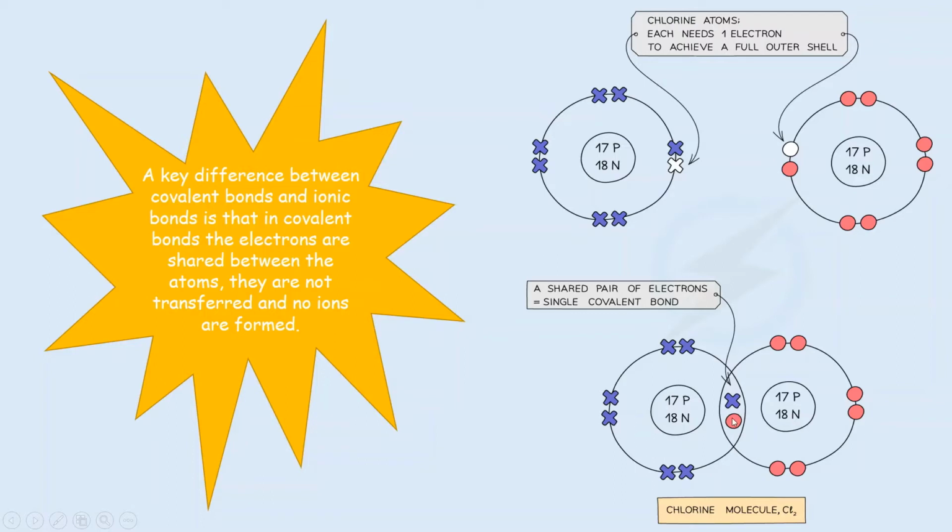a single covalent bond. When they do that, each chlorine atom has now gained one more electron in its outer shell. So this chlorine atom here is going to have 8 electrons, or a full outer shell, and so will this chlorine atom here. And when they've covalently bonded together, they formed a molecule, a chlorine molecule, Cl2. And that's why chlorine exists naturally as a molecule, because it's two atoms of chlorine that have covalently bonded.